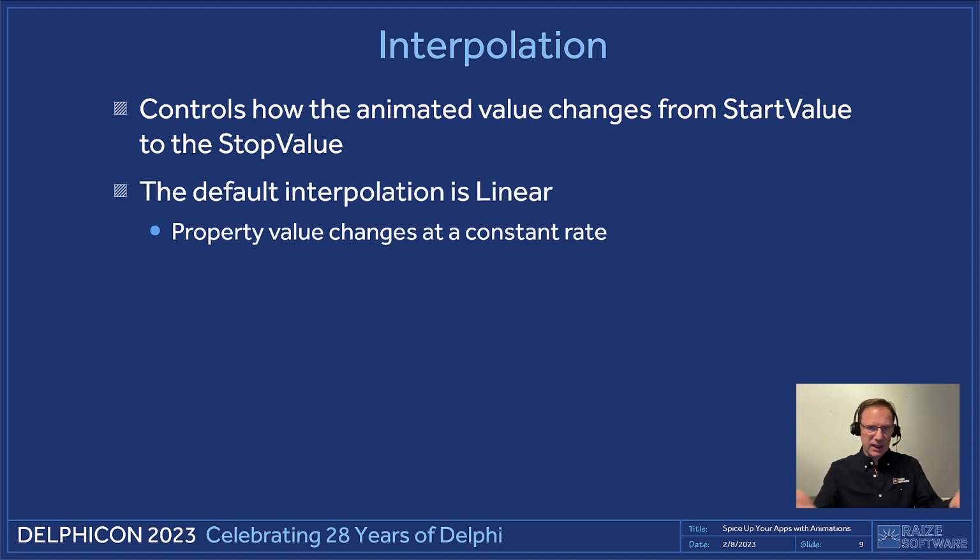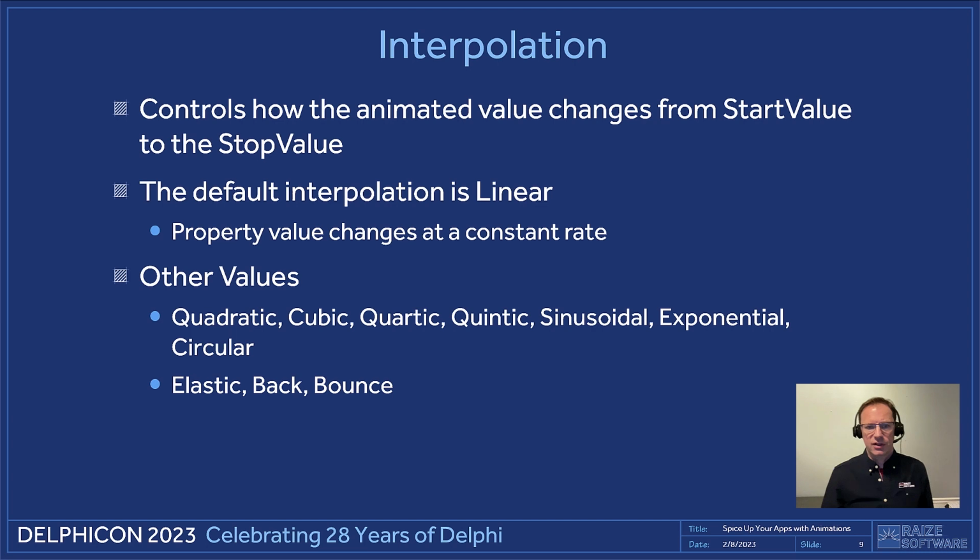So the default, again, I've said this a couple times now, is linear interpolation. We take a constant rate, so we divide it evenly n number of times for whatever duration or frequency we want the change to occur, and that is what causes our property value changes. But there are other values, and once you realize it's all math, you can see there's a quadratic, a cubic, a quartic. These are various powers of exponents, sinusoidal, exponential, even circular. And then there are some fun ones that come along. You have a bounce, even an elastic, and so forth.